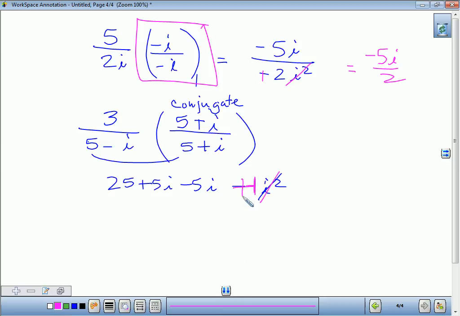So minus the negative is going to make a big old plus. So now my denominator is just 26. So when I multiply by the conjugate, it eliminates any imaginary part from the denominator, which is my goal.